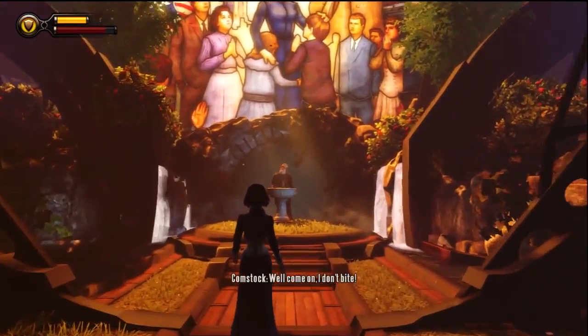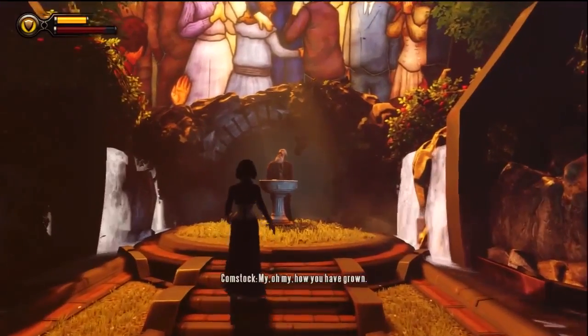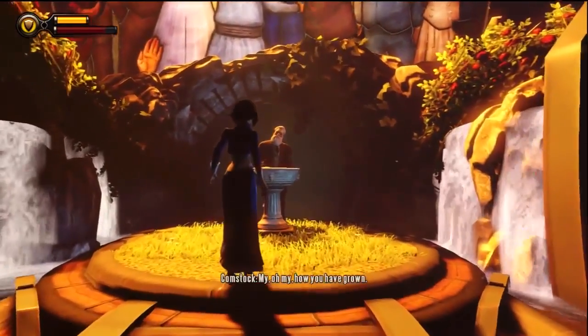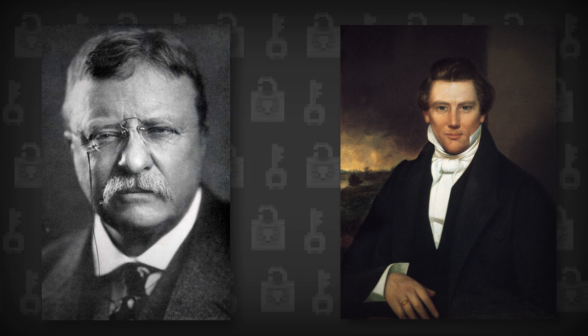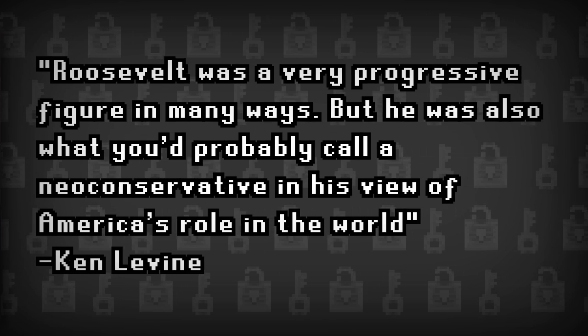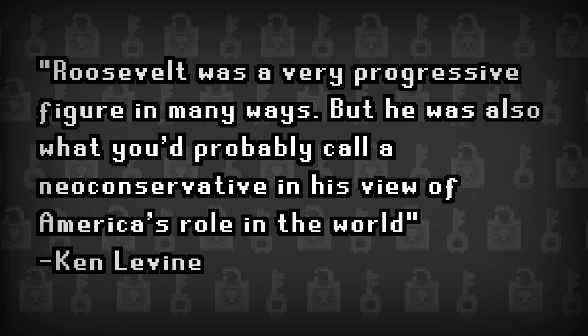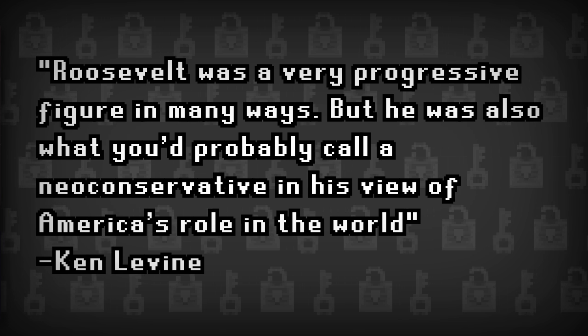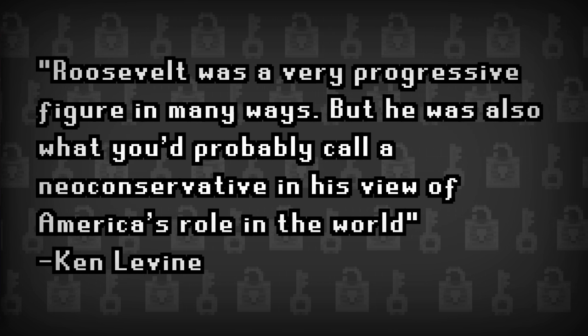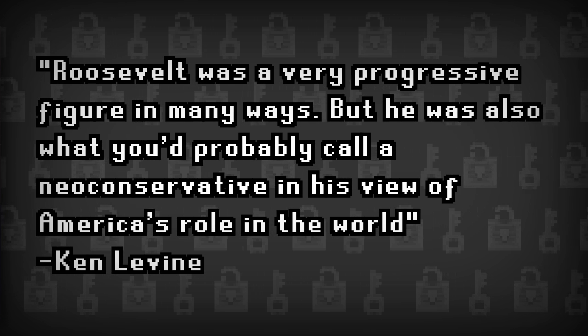Ken Levine has said that Father Comstock was primarily based on two figures from American history, former President Teddy Roosevelt and founder of the Mormon Church, Joseph Smith. According to Ken Levine, Roosevelt was a very progressive figure in many ways, but he's also what you'd probably call a neoconservative in his view of America's role in the world. This was obviously a factor in Comstock's view of American exceptionalism.